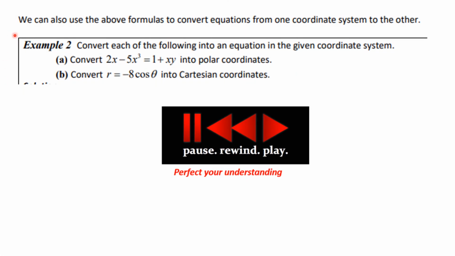Here's another problem for you to consider. We can also use the above formulas to convert equations from one coordinate system to another. So here I'm asking you to convert this equation, this is a nasty cubic actually, into polar coordinates. And then the second one, I'm asking you to convert this, r equals minus 8 cosine theta, into Cartesian coordinates. And you want to be picking points and so on and so forth. You know what to do. Let's see how you did.